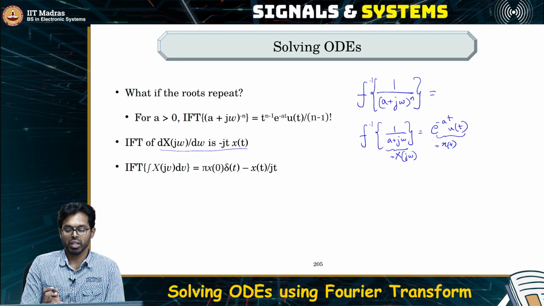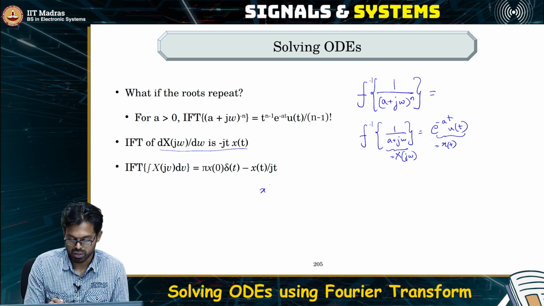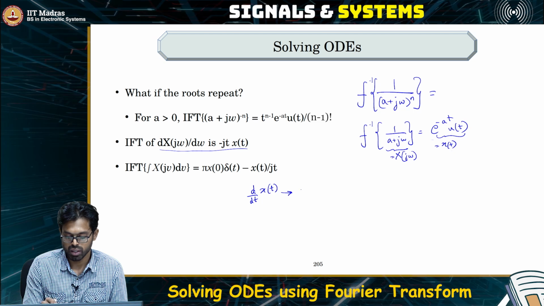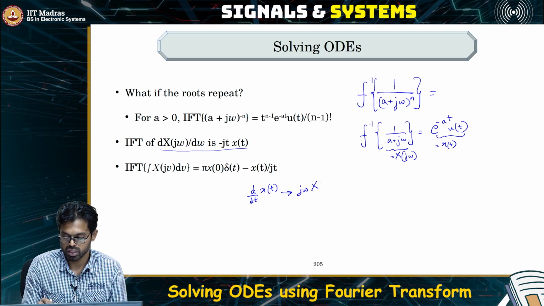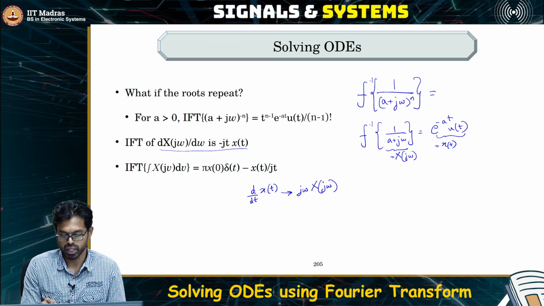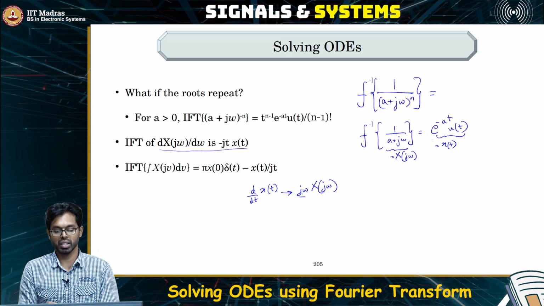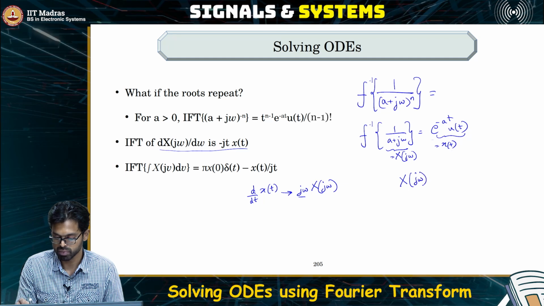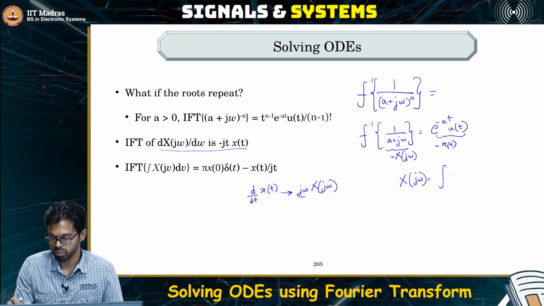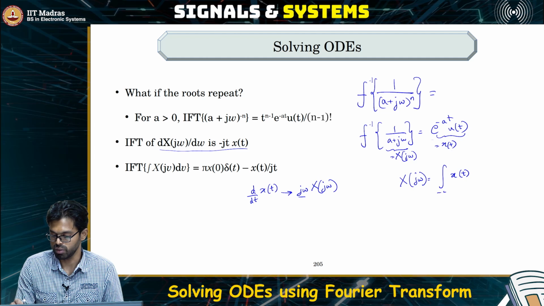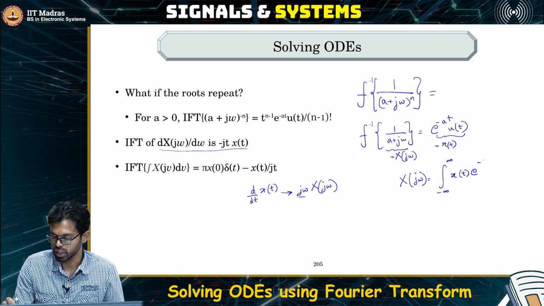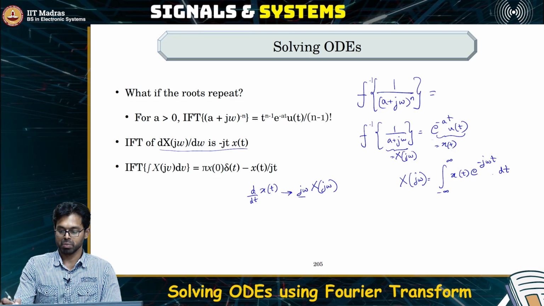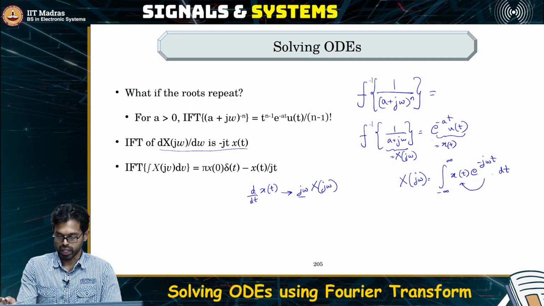So, earlier we saw that if there is x of t and you take the derivative in the time domain, then in the frequency domain it is just as good as multiplying with j omega. What happens if you take the derivative in the frequency domain? So, you have X of j omega. What is this? This is nothing but the integral of x of t e power minus j omega t dt. Just projecting the phasor onto x and that is all.